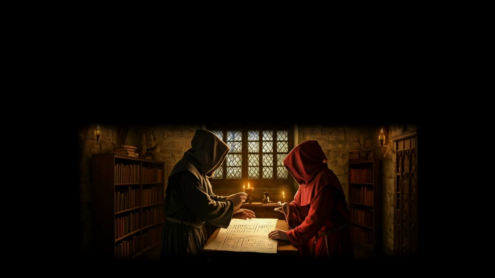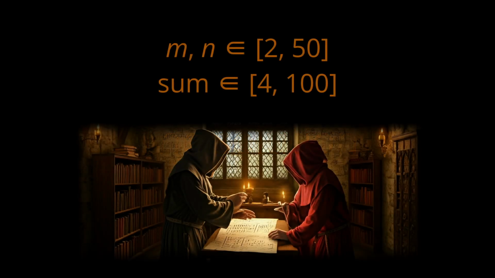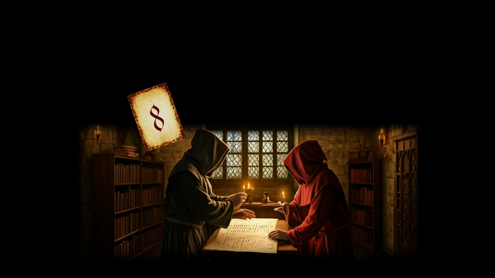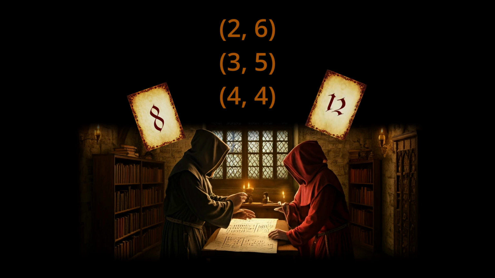I'm going to give the solution now. First, let's look at the possible numbers Sam can have. Since m and n are between 2 and 50, then Sam can have any number between 4 and 100. Suppose Sam has the sum 8. Then the possible pairs are 2 and 6, 3 and 5, and 4 and 4, which means Prudence would have either 12, 15, or 16.